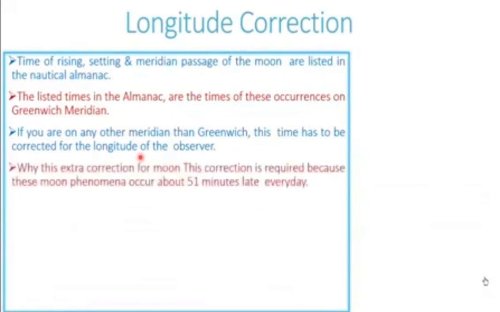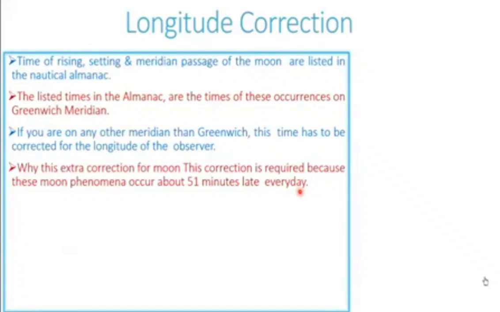Now the doubt which arises in our mind is, why are we applying this extra correction for the moon? We did not apply any longitude correction in the case of the sun. Now the reason for that is, this correction is required because these moon phenomena, that is the rising, the setting or the meridian passage of the moon, occur about 51 minutes late every day. There is a delay in these occurrences day after day. Every day the moon gets late by about 51 minutes.